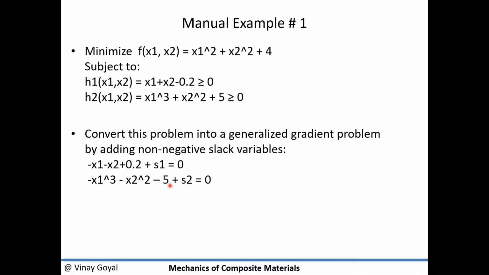In other words, find x1, x2 that minimizes f, but yet find s1 and s2 so that I don't violate these constraints, and I can satisfy the question, which is to minimize f. So s1, s2, x1, x2 are unknown.